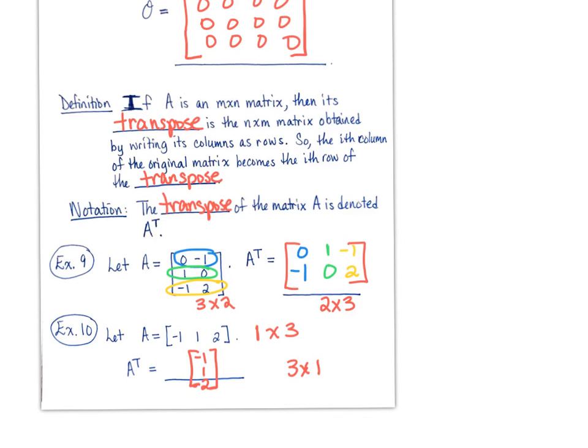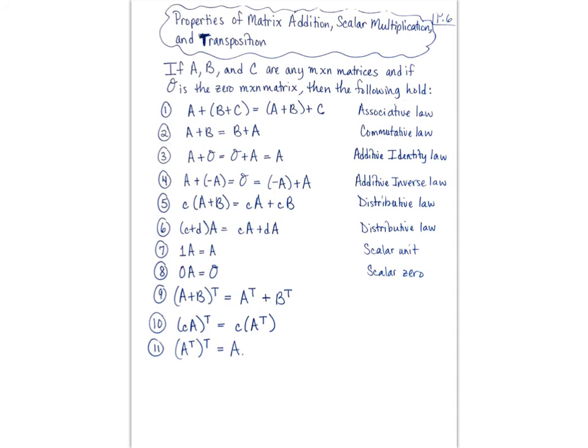Okay, so then the last page is just properties of matrix addition, scalar multiplication, and transposition. So suppose A, B, and C are any m by n matrices, and suppose that the script 0 is the 0 m by n matrix. Then the following properties hold. A plus B plus C is the same thing as A plus B plus C. That's associative law. A plus B is the same thing as B plus A. A plus 0, the 0 matrix, is the 0 matrix plus A equals A.